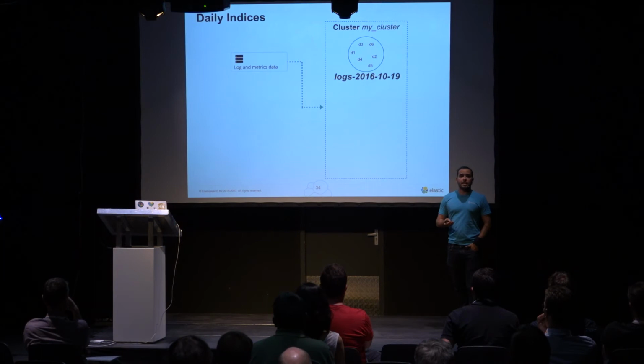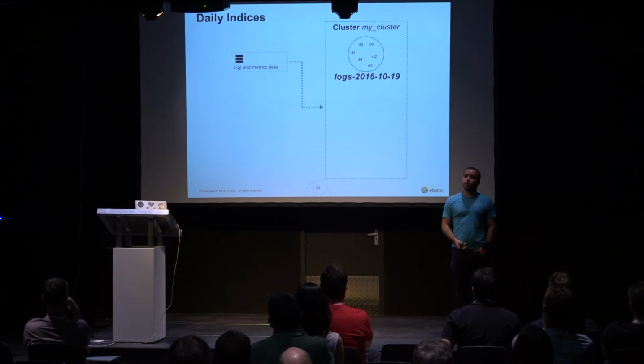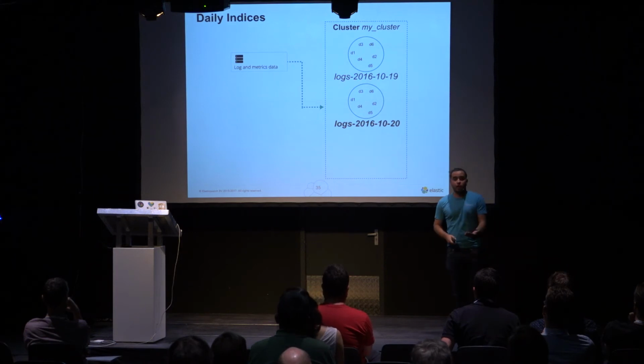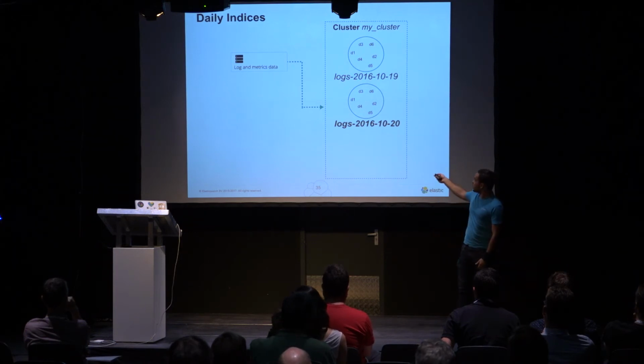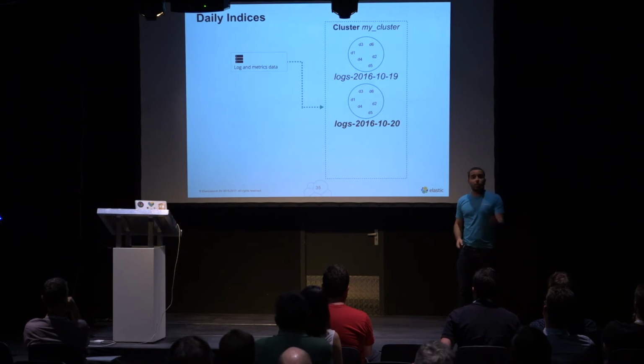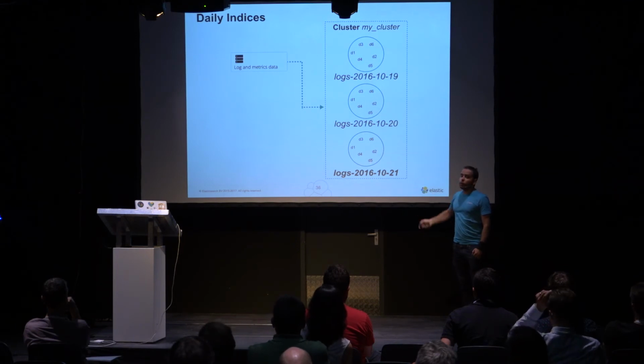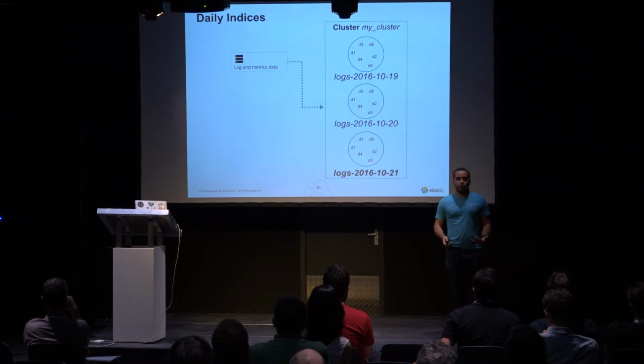So let's take a look at an example of daily indices. So we have logs and metrics going on, and I decided to do daily indices. So on day one, I create an index, and then we ingest this data into this index. And then the next day, I create a different index. So now I have the index from yesterday and the index from today, and I keep indexing the data to the new index. So tomorrow, we then create a new index so we can write data to this index, but we read from all of them.